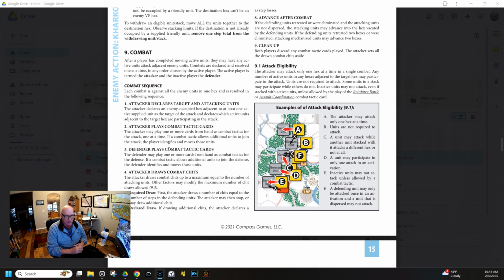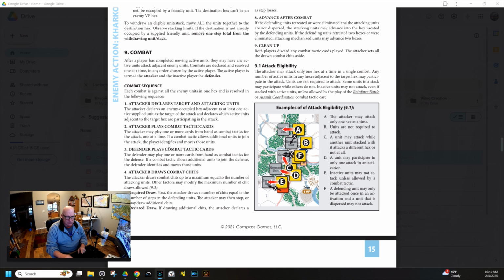Then step 4 is the attacker draws combat chits. The attacker draws combat chits up to the maximum equal to the number of attacking units. Other factors may modify the maximum number of chit draws allowed. First there's the required draw. The attacker draws the number of chits equal to the number of steps in the defending unit. So remember that's 3, 2, and 1, depending on the unit that you're looking at.